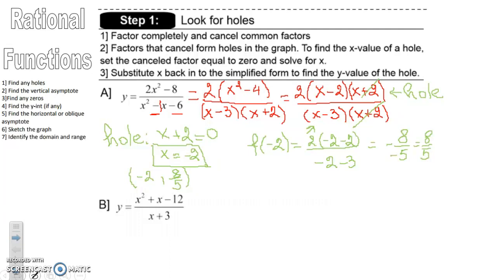Let's look at example B. For example B, we're going to try the same process. Let's go ahead and factor the quadratic at the top. I need two numbers that multiply together to give me -12 and add to give me +1. I do believe that those two numbers are +4 and -3, and in the denominator we have x plus 3. So here you ask yourself, is there anything that could be simplified? Nope, there isn't. What that should automatically tell you is there are no holes.